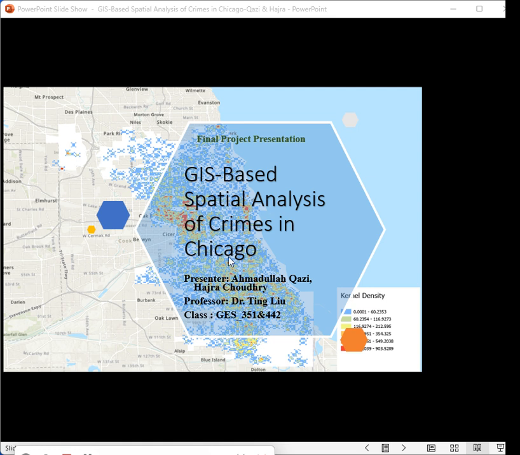Today I will discuss my final project presentation, GIS-Based Spatial Analysis of Crime in Chicago.